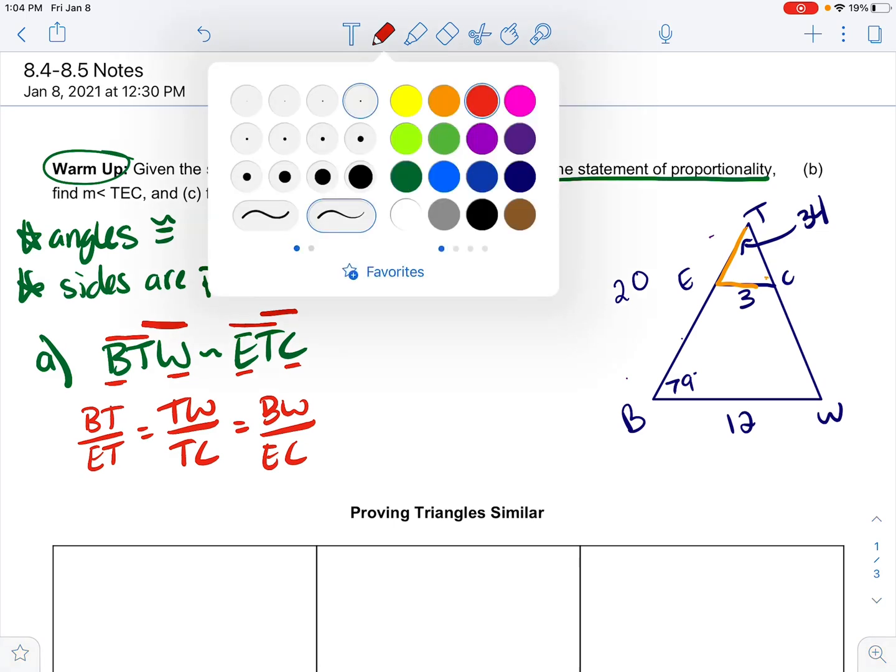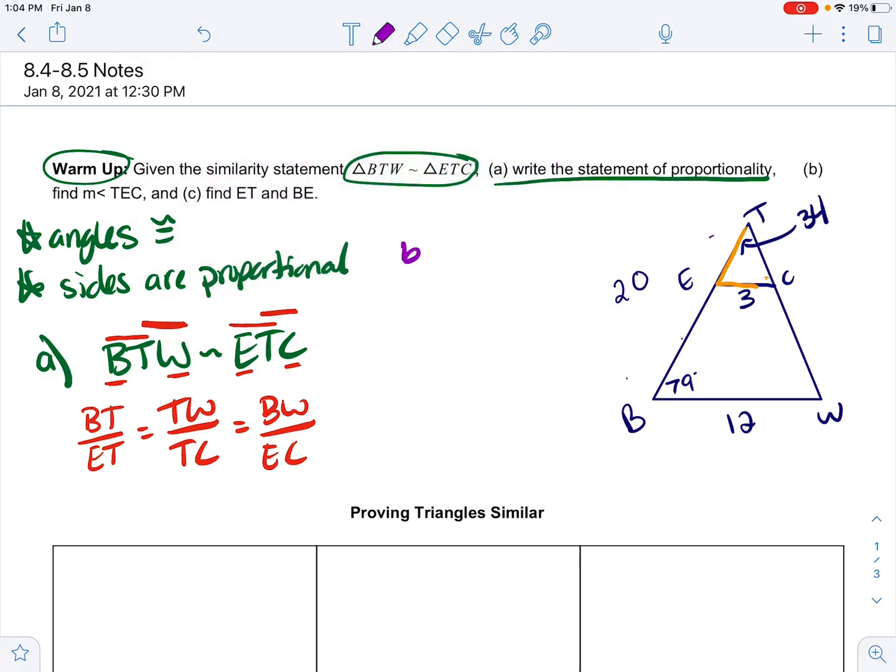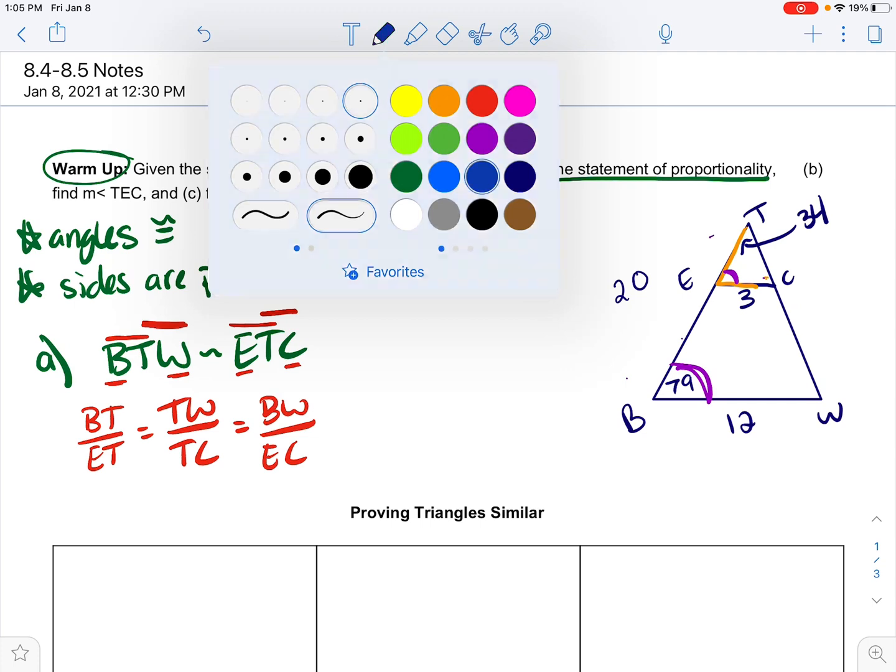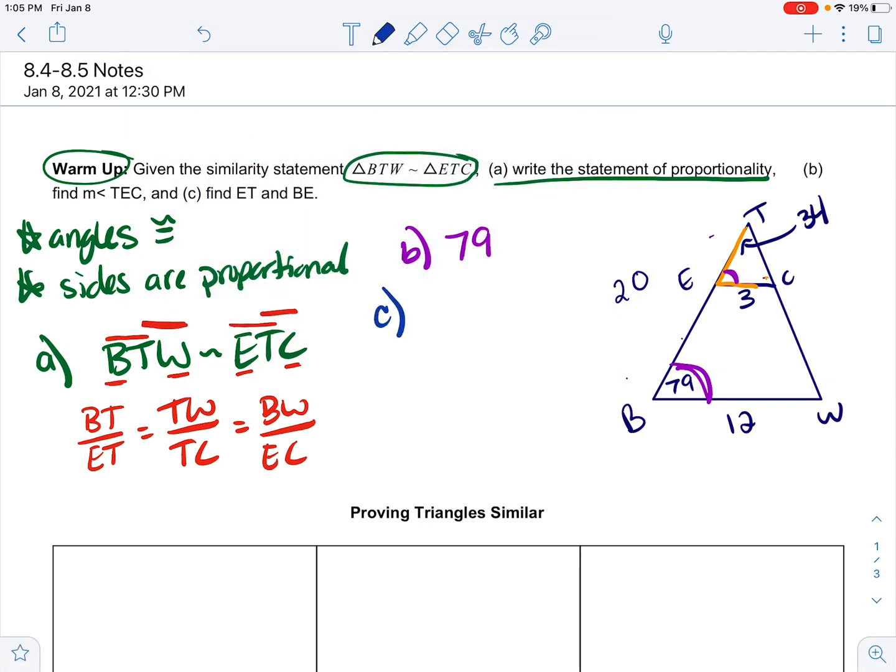Okay, now the next part, we're going to find angle TEC. Well, what do we know about angle TEC? I made it orange over here. Angle TEC is going to be congruent to another angle in the big triangle. So if these are similar, this guy is going to be the same as this guy. We've got 79. You can find the third angle by subtracting from 180 if we needed to find angle C or W.